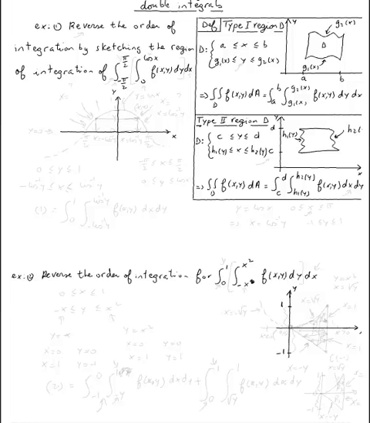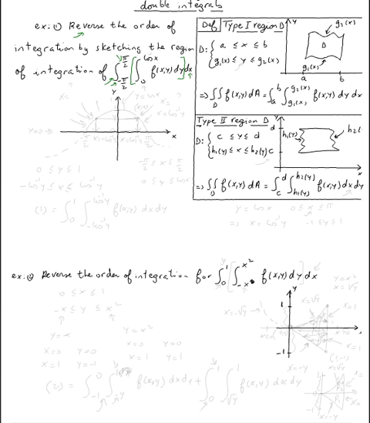The topic is reversing the order of integration for double integrals. So let's do the first example. Reverse the order of integration by sketching the region of integration of this double integral. Alright, according to the double integral, since we have a dx outside, these are x values.